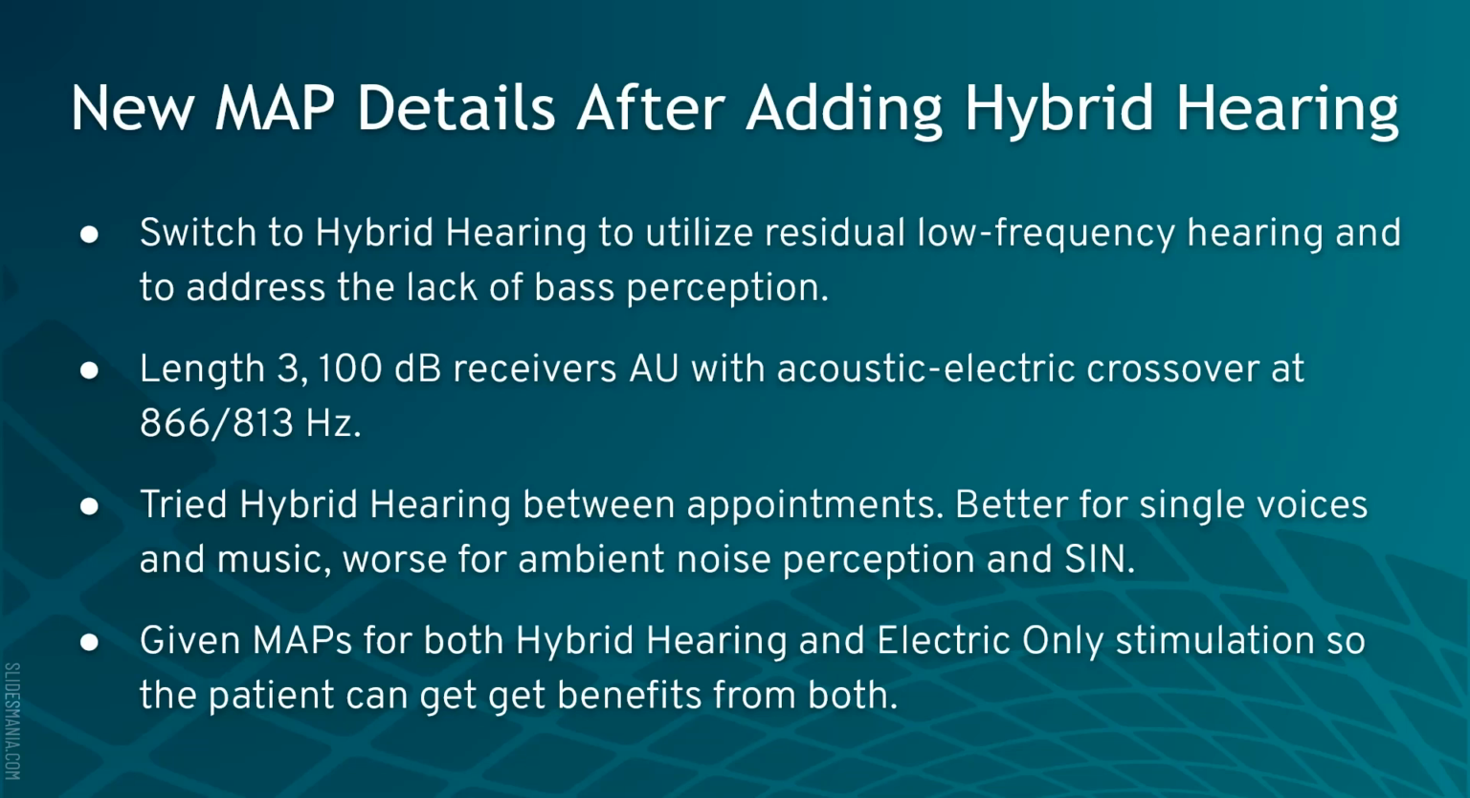How do we address this? What we decided to do was we will give him two sets of maps. One that uses the hybrid hearing component, another set that just uses the cochlear. So that way, when the patient is listening to music or he's in a one-on-one situation, he can use his hybrid maps. But when he's in noise, he could flip to the cochlear implant only maps and avoid that sort of acoustic stimulation from the receiver.